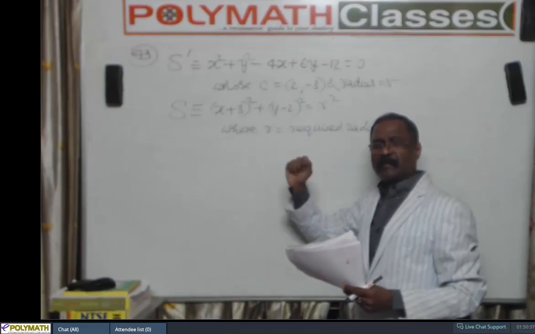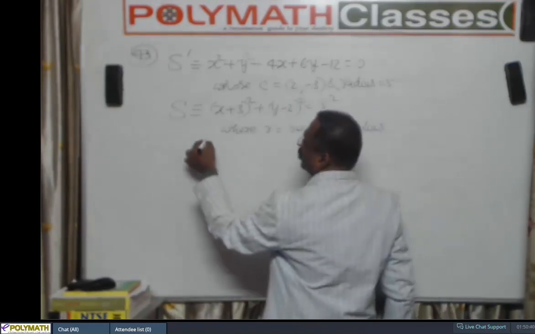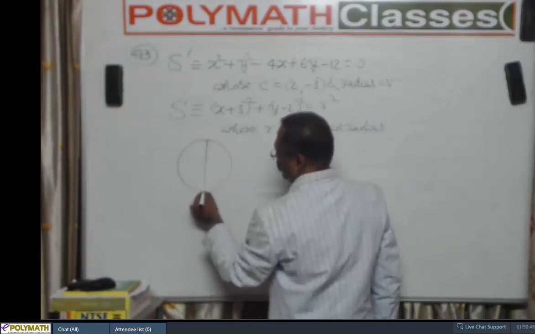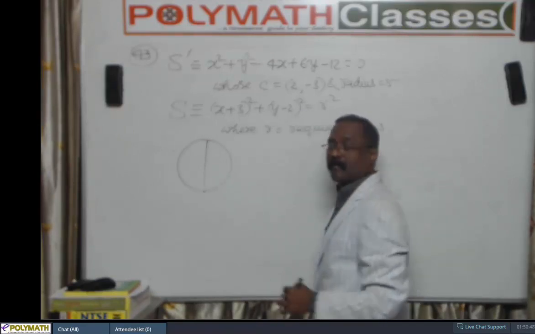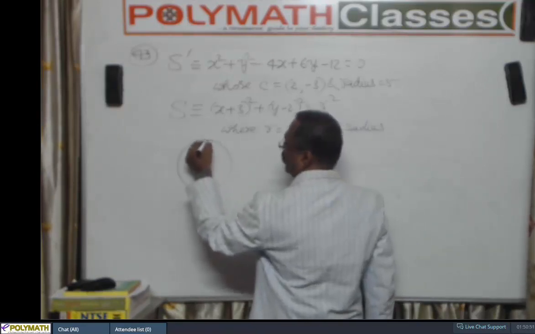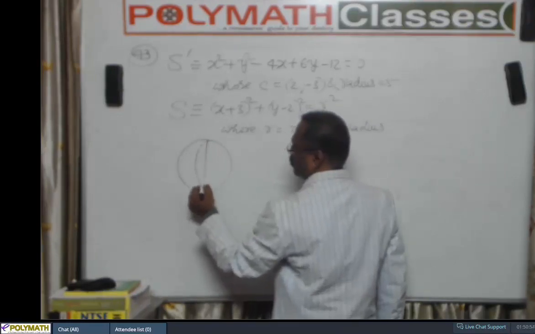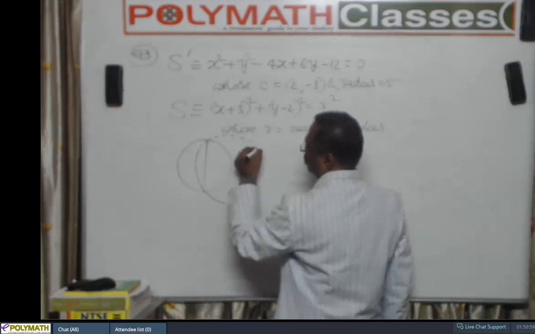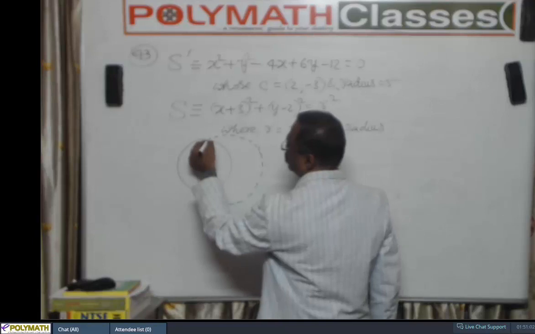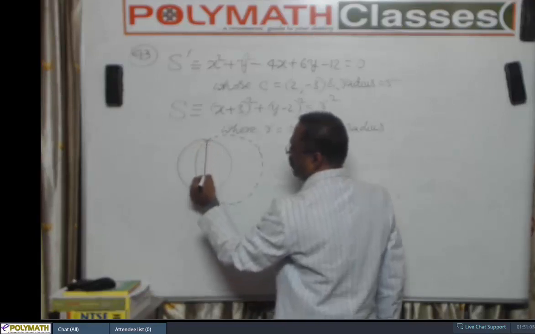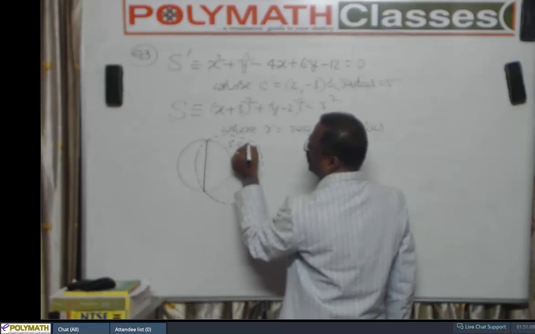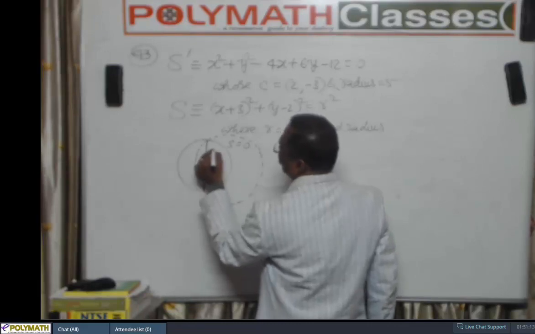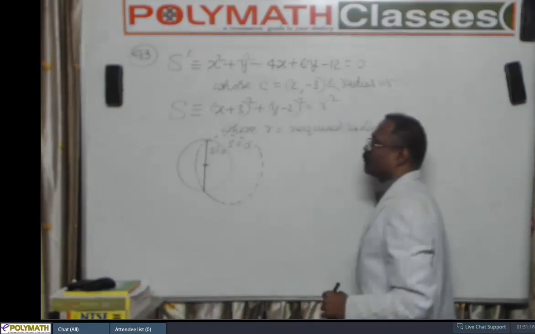Both are same. How to get the diameter? When two circles are like this, one of the diameters of the first circle is the chord of another circle. It is like this. So this chord belongs to S equal to 0. This diameter belongs to S dash equal to 0. That's what the data is.